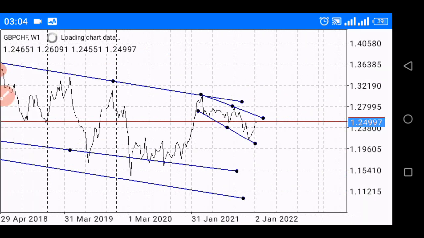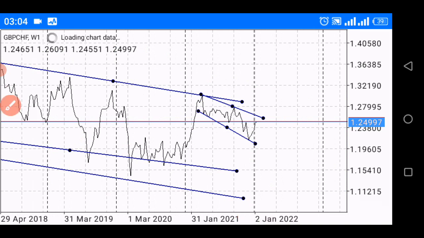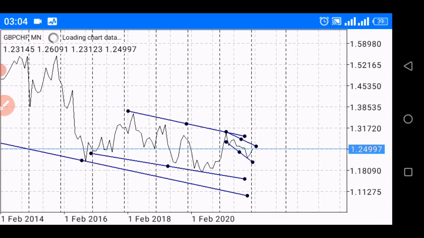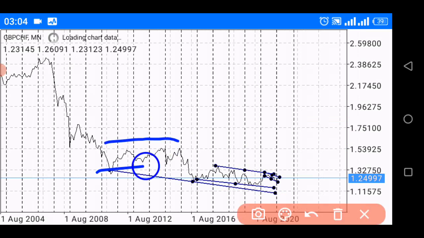So if we are going to have a breakout here, this is telling me that this structure is going to break up, which I'm not sure of. When it comes to the monthly charts, I'm not sure of it. This is what we have. We have it like this.